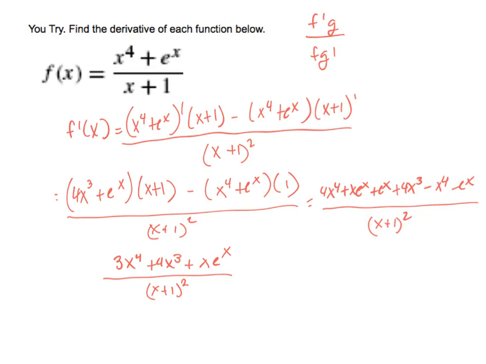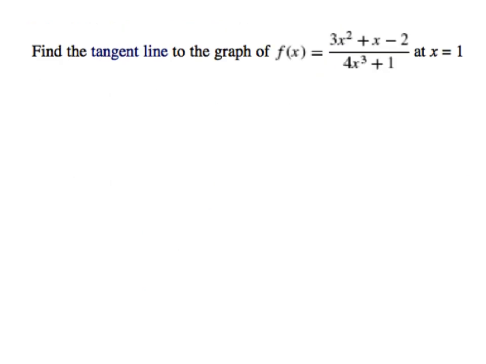Okay, so final answer, 3x to the 4th plus 4x cubed plus x e to the x divided by quantity x plus 1 squared. Okay, so the extension of this is, of course, back to this tangent line. So if we want to find the tangent line to the graph of this rational, 3x squared plus x minus 2 over 4x cubed plus 1 at x equals 1. Remember, we're always structuring this type of a question as point, slope, and then we can do our line.